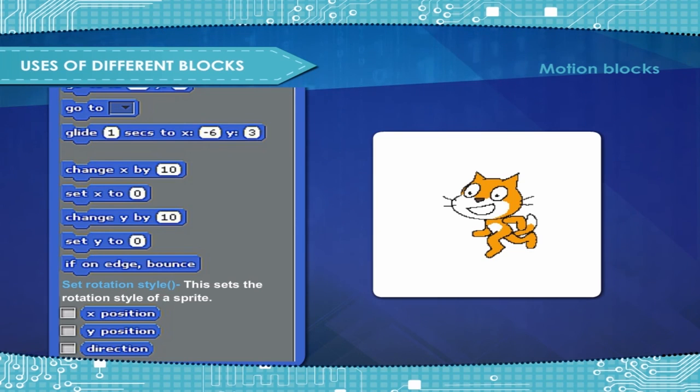Scratch has 3 motion reporter blocks, which are X position, the X position of the sprite. Y position, the Y position of the sprite. Direction, the direction of the sprite.